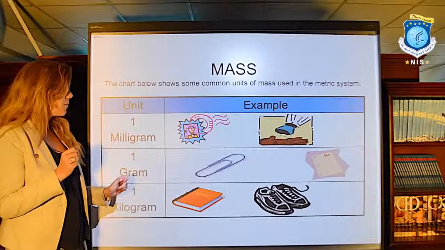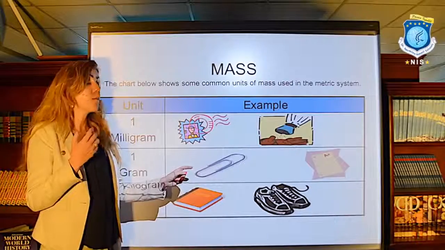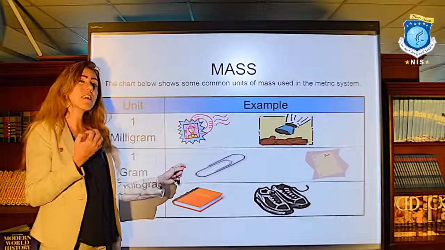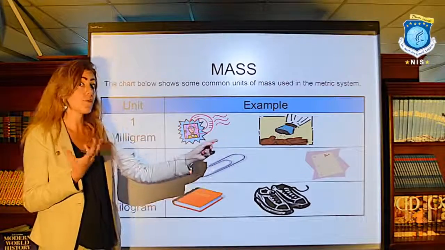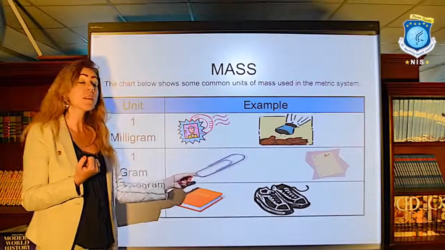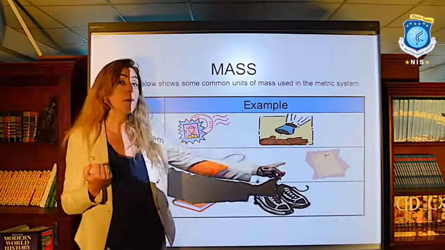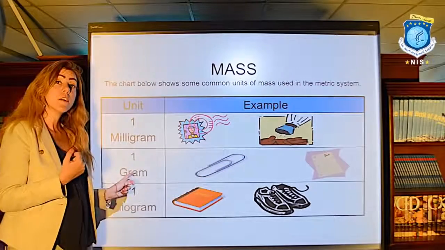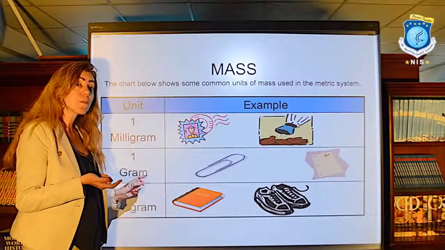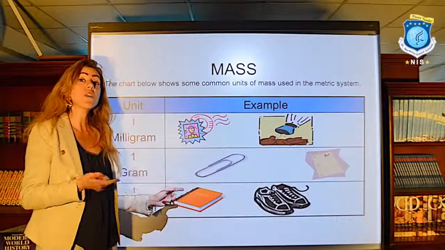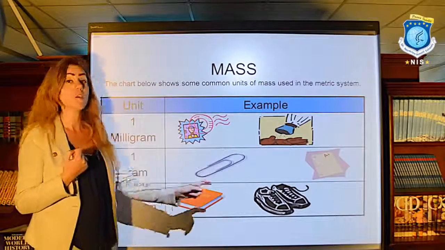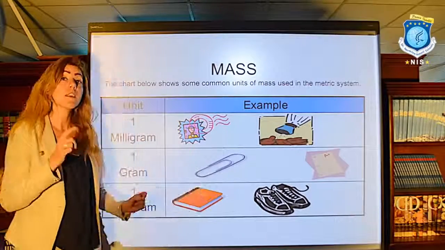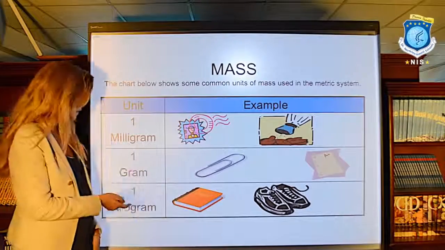But if you want to measure the mass of something that is a little bit heavier than a stamp and then salt particles and sugar particles, like a paper clip or a piece of paper, then you can use grams. But if you move on to heavier objects such as a book or a pair of shoes, then you definitely have to use kilograms.